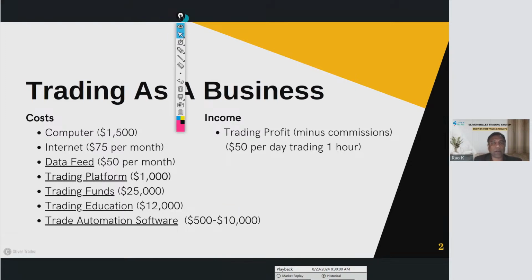So I have the pen ready with me. So now let's look at trading as a business. Any business has two components: the cost component and the income component.